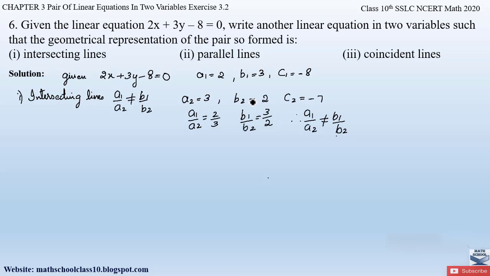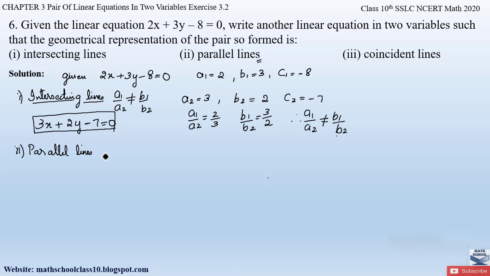So now using these constants, let us make the second linear equation. Since we have a coefficient 3 for x, we will write 3x, and plus 2, that is the coefficient of y, so we get plus 2y, and the constant is minus 7 equal to 0. So this is the other linear equation such that the geometrical representation formed will be intersecting lines. Now similarly, let us form another equation such that the geometrical representation will be parallel lines.